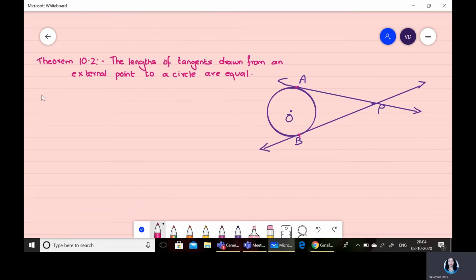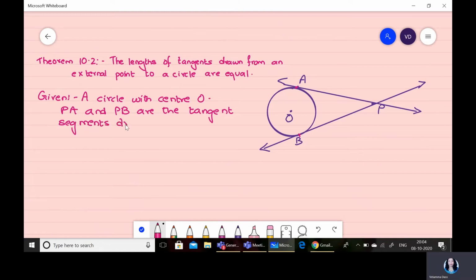Correct? So first let's write what is given. Given is a circle with center O. PA and PB are the tangent segments drawn from the external point P to the circle. And we need to prove that PA and PB are equal. So to prove PA equal to PB.